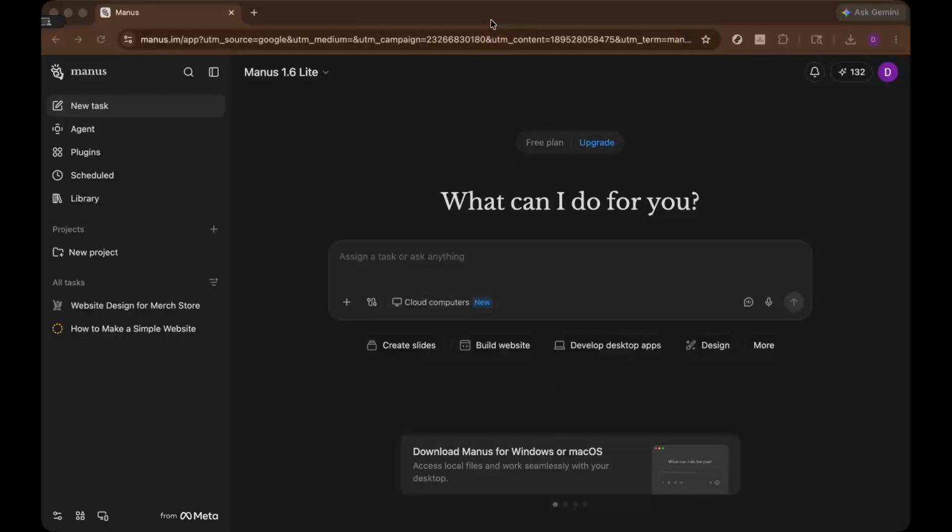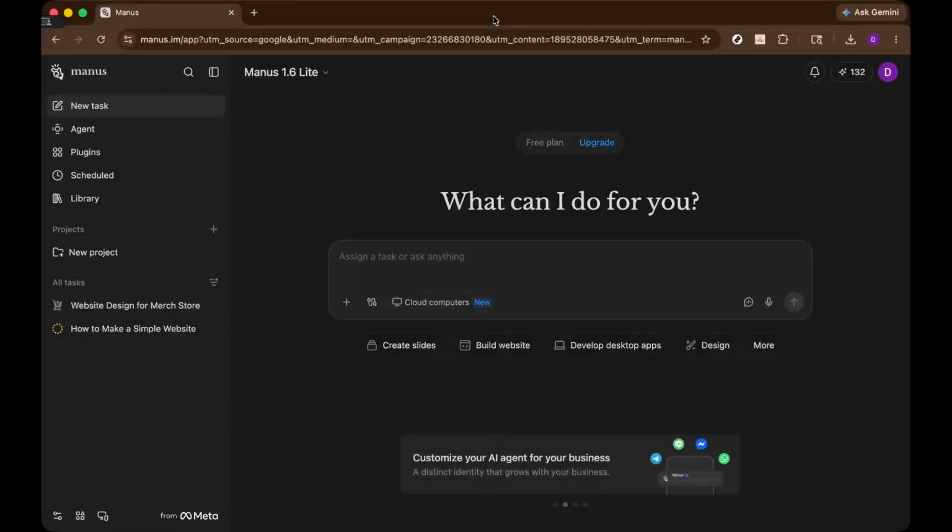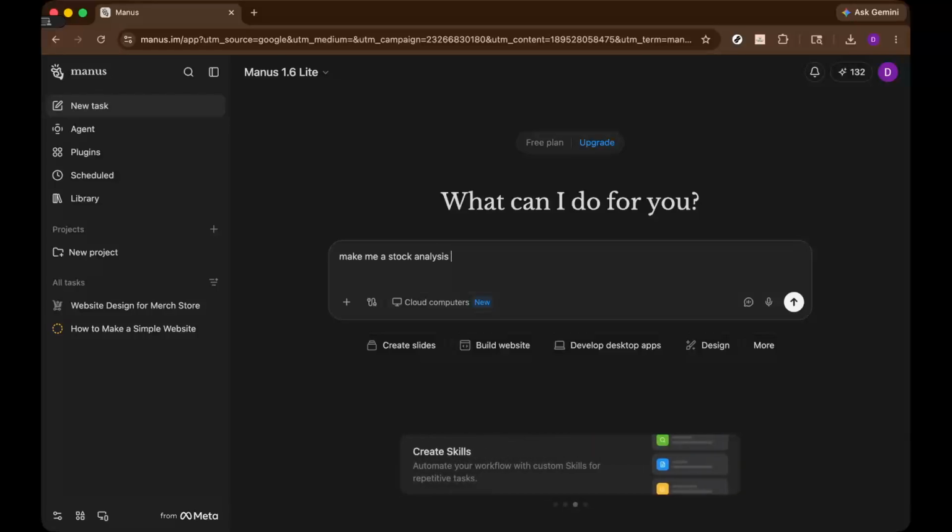Want to turn Manus AI into your own AI-powered stock research assistant? Here's how to build a simple stock analysis system step by step. Start by defining what you want your stock analysis system to do.